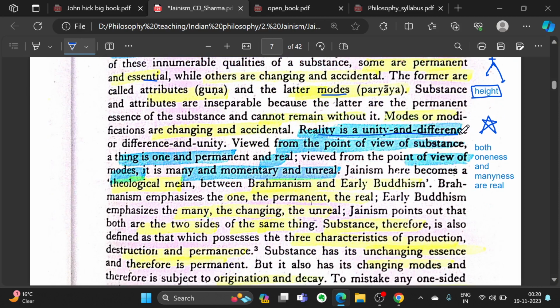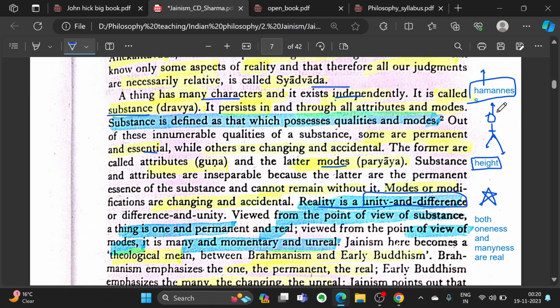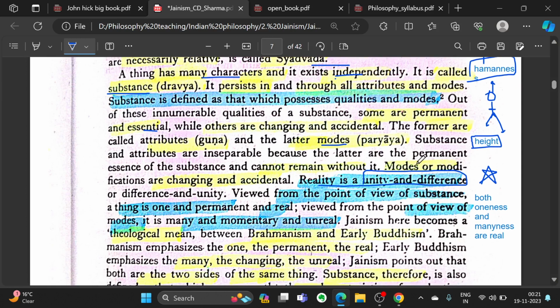Reality is unity and difference. This term, unity and difference, you will come across a lot more in your Vedanta chapters, where we will read about it in detail. Let's see what is given here. Viewed from the point of view of substance, a thing is one and permanent and real. Again, they are looking at different sides of reality, in accordance with the Anekantvada view of metaphysics. When we look at a person from the side of substance, we see humanness, the universal, which is one, permanent and real. And when we view from the point of modes, we see height, which is momentary and unreal.